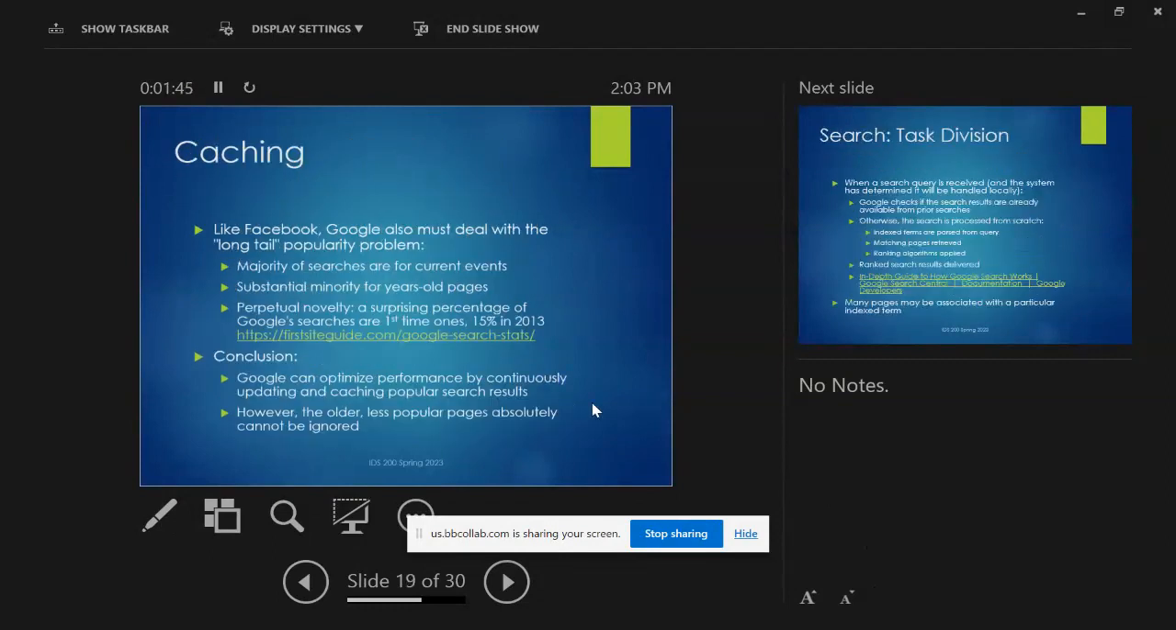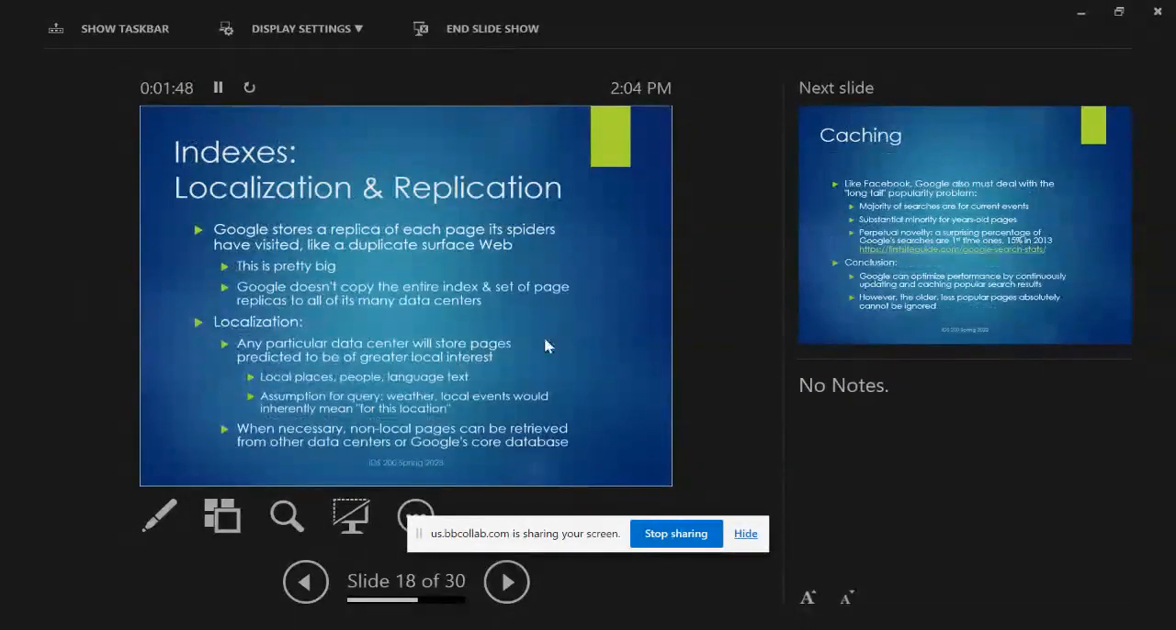Okay. So again, any particular data center is going to store pages that are expected to be of greater local interest. The big things for that are pages about local places or about local people. But the big one is just language, right? That's kind of the default setting of where Google figures out where to store a page. If the page is written in Japanese, it's probably going to get immediately stored at a data center near Japan. If it's written in English, chances are, American English, it's going to get stored in one of the North American data centers. If it's written in UK English, it'll probably go to a data center near the UK. So you get the idea.